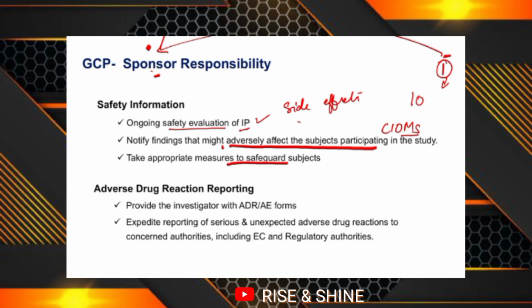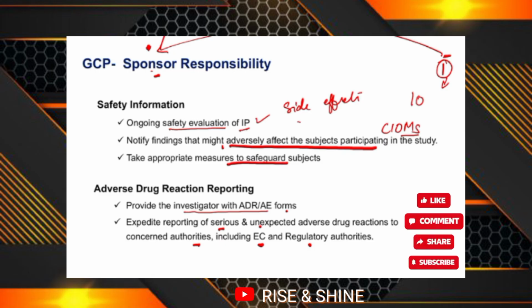The sponsor also has to share adverse drug reaction reporting. They have to provide the investigator with ADR and AE forms where they can report. They also need to expedite the reporting of serious and unexpected adverse drug reactions to concerned authorities, including the ethics committee and regulatory bodies. So adverse drug reaction reporting on time is the responsibility of a sponsor. So look at this responsibility part, especially related to which principle of ICH GCP?